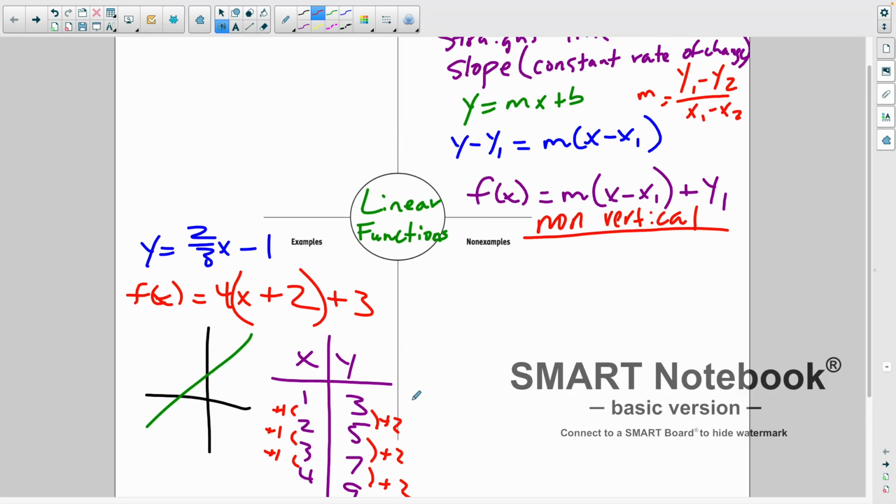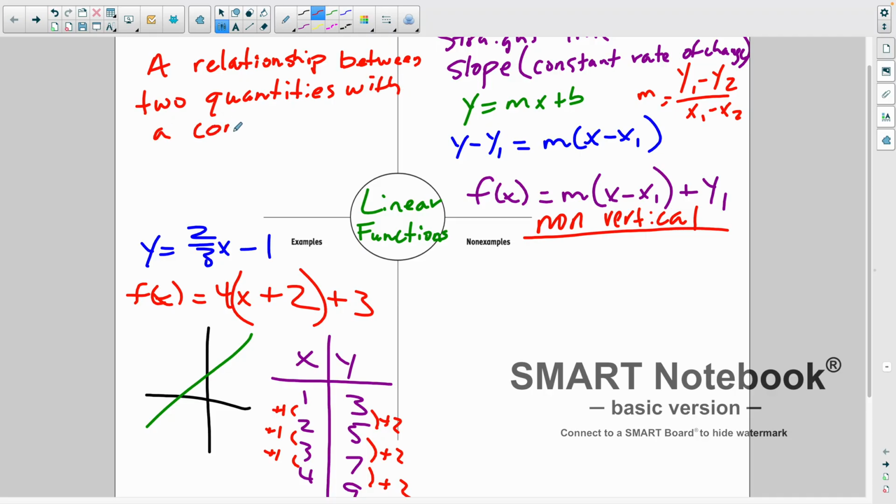So definition here is a relationship between two quantities with a constant rate of change. Keyword being constant. So a linear function is a relationship between two quantities with a constant rate of change.